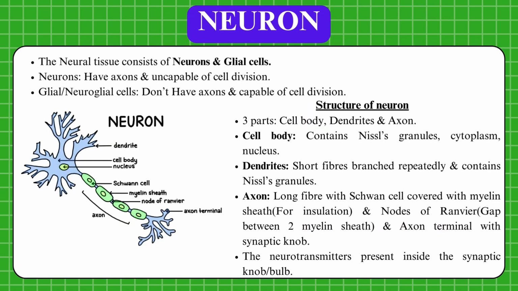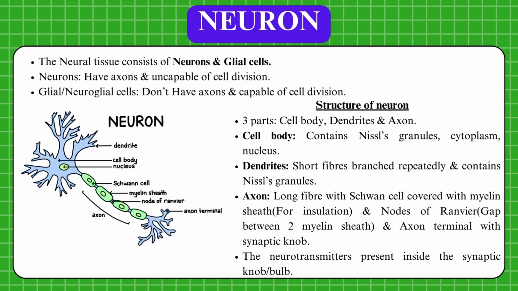Let's see the next topic, neuron. Neuron is the structural and functional unit of our nervous system. The neural tissue consists of neurons and glial cells. Neurons have axons and they are incapable of cell division, but glial cells, which are also known as neuroglial cells, do not have axons, but they are capable of cell division.